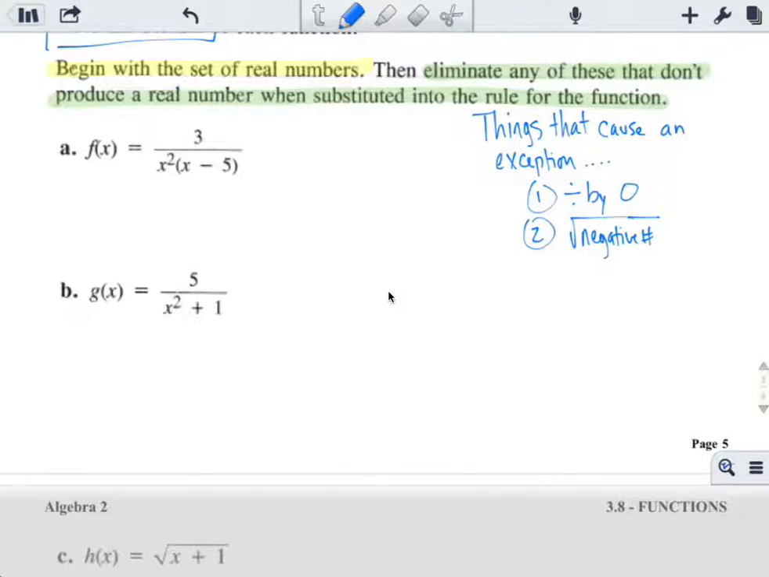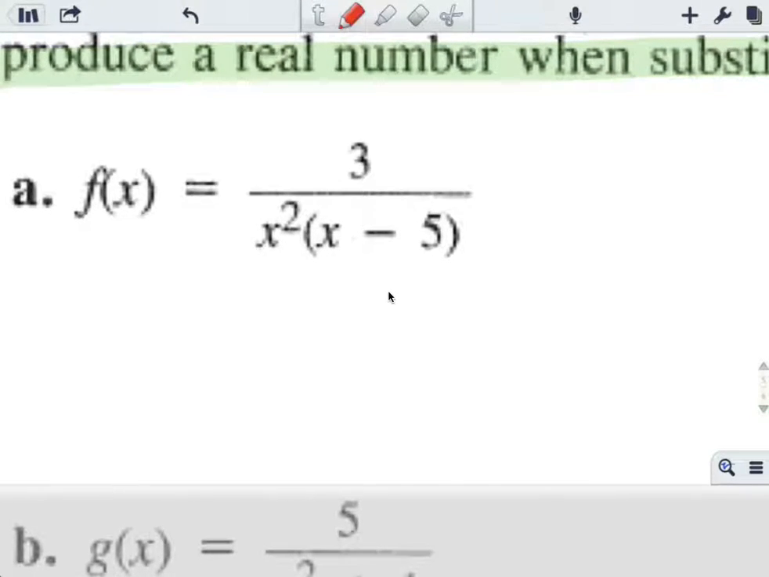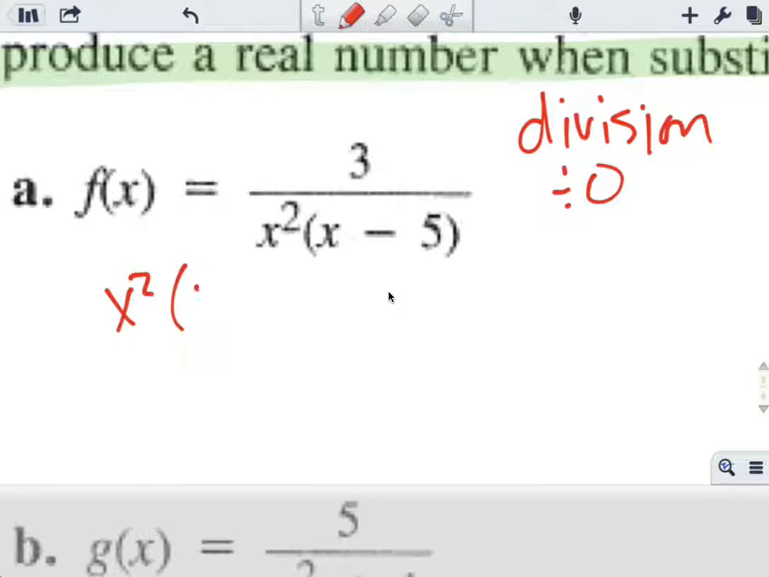So, the idea is we have problems here. Let's look at the first one. The first one, right here, we want to find the domain. We have division. Okay, that means divide by 0. So that means x squared times x minus 5 cannot be equal to 0.